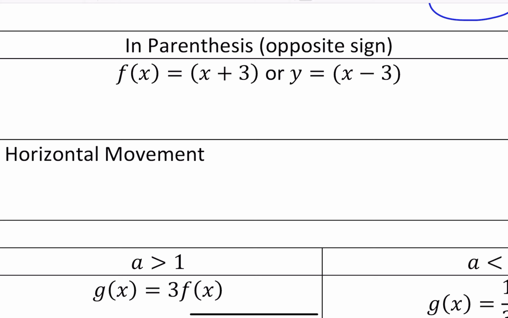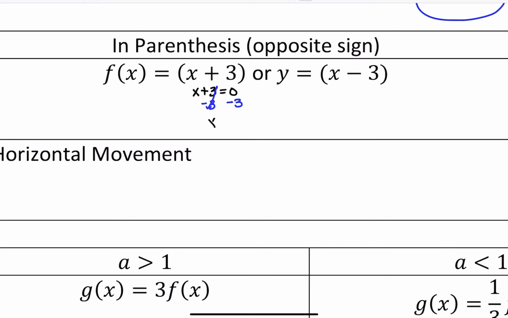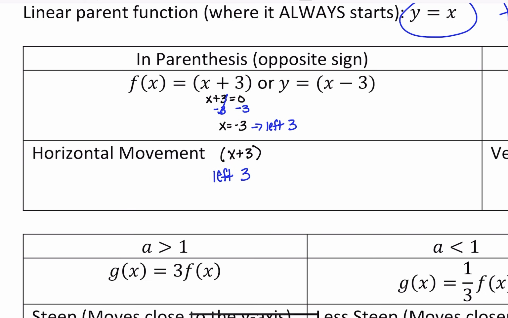The reason is because if I were to take x plus 3 and set it equal to 0, the inverse of positive 3 is minus 3. So then I have x equals negative 3. That is why we say to do the opposite. So for x plus 3, this would be left 3. We would just say that this automatically goes left 3. The reason it's left is because it's horizontal movement. It goes left and right.